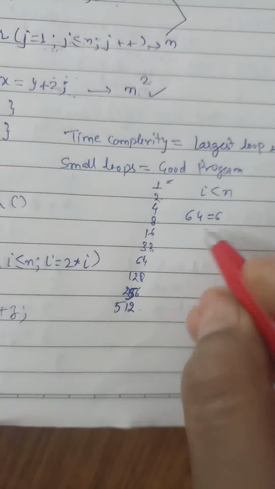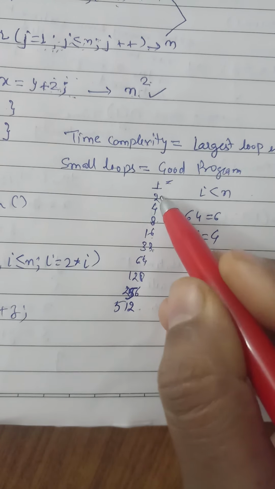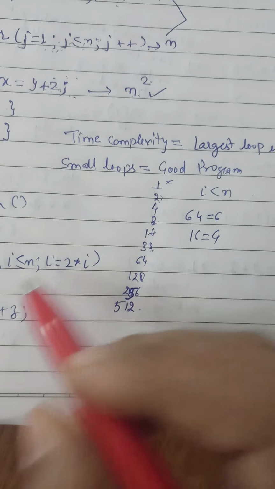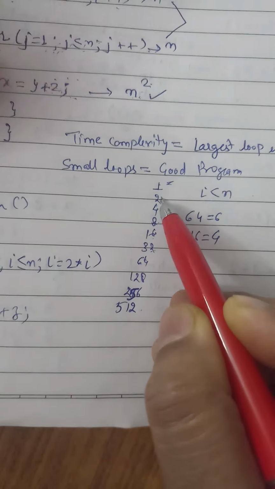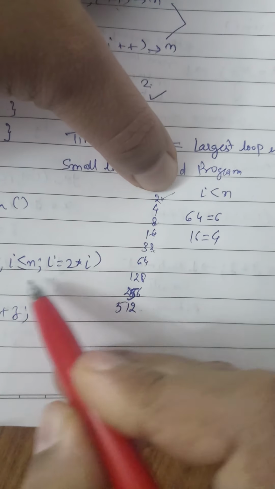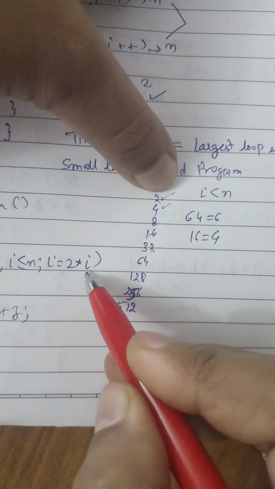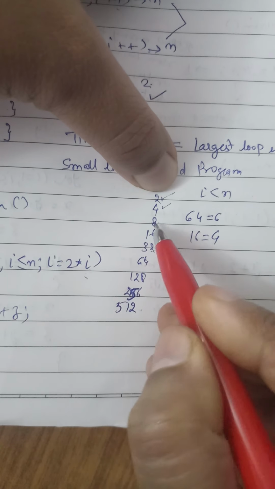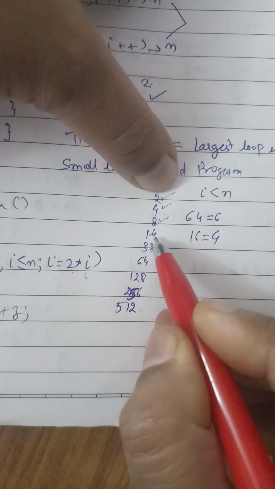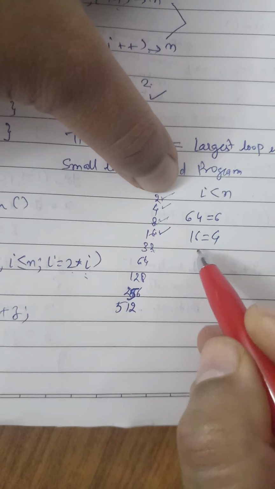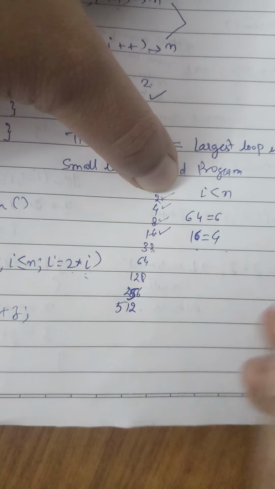In a similar way, for 16 it will run 4 times: 1, 2, 3, 4. Because the I value is 1, when it runs one time its value becomes 2. When it runs the second time, 2 into 2, its value becomes 4. Then the third time, 4 into 2, its value becomes 8. When it runs the fourth time, 8 into 2, its value becomes 16. So we get the value 16 when it runs 4 times.